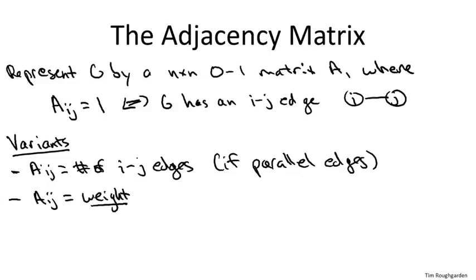And for the directed graph, you can use +1s and -1s. So if the arc is directed from i to j, you'd set a_ij to be +1. If the arc is directed from j to i, you'd set a_ij to -1.